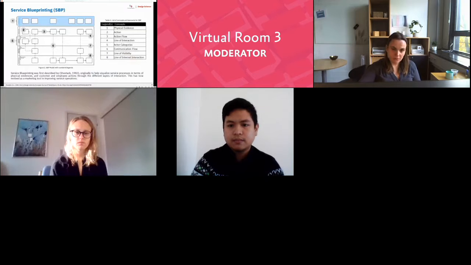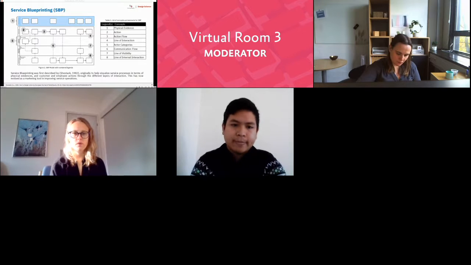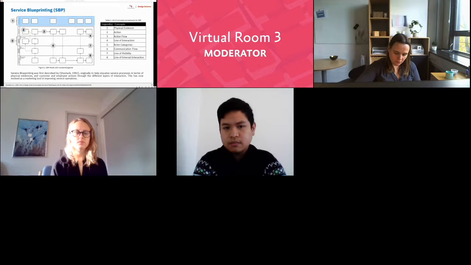We then look into 4 service representation approaches. First is service blueprinting, or SBP. It was first introduced in the 1980s. And here you can notice the distinct layers of interaction that represent physical evidence, customers, and employee actions. To your right, you can see a list of concepts and elements for service blueprinting.